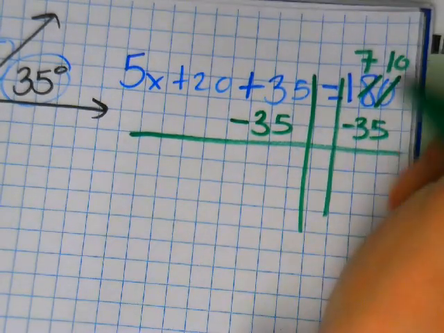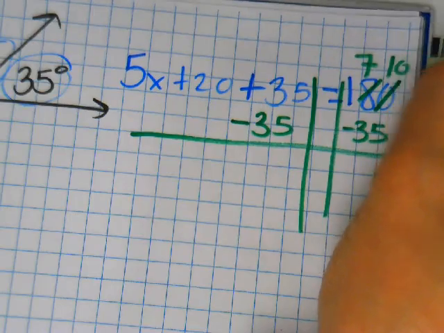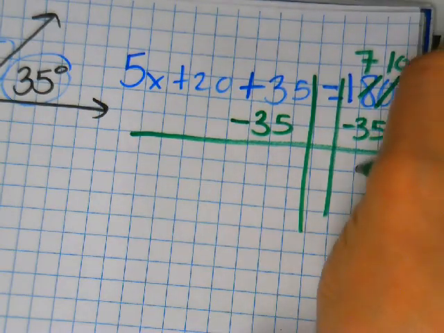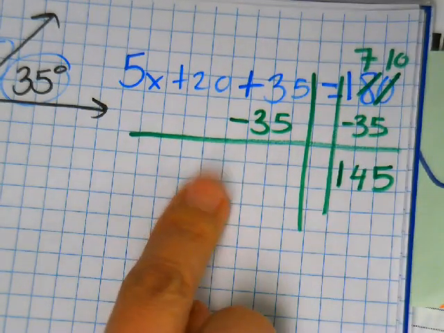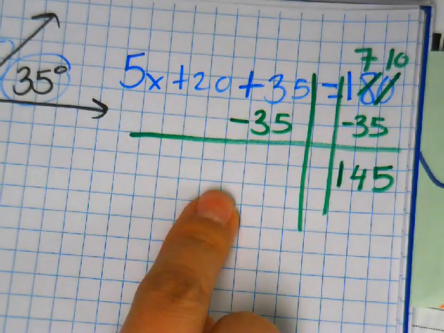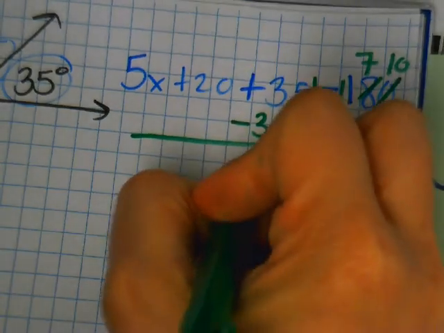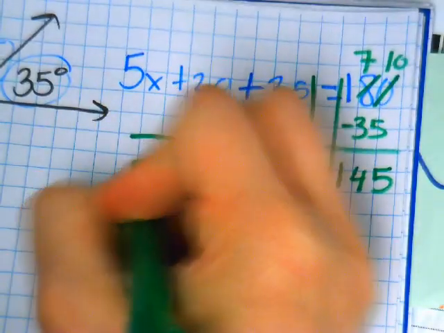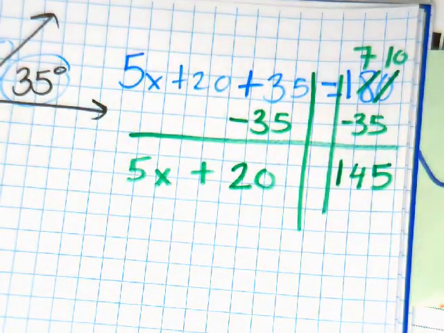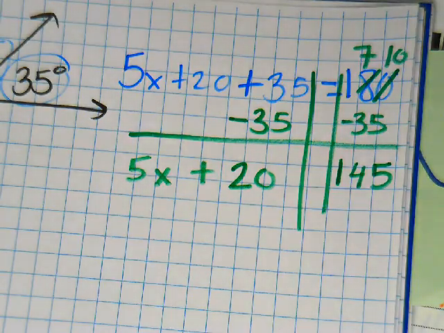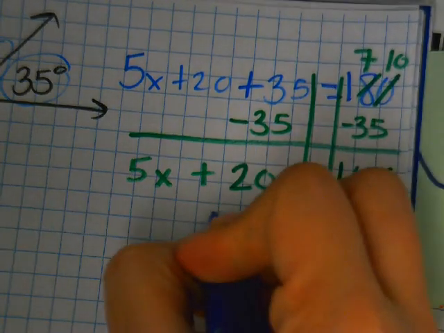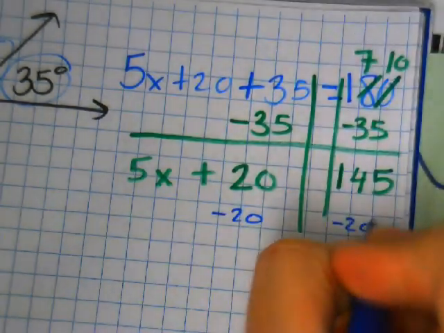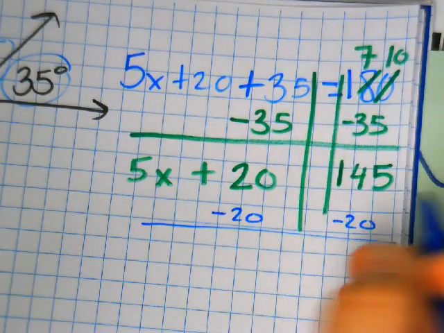So what's 10 minus 5? 5. What's 7 minus 3? 4. Bring down the 1. What do I still have on this side that I haven't used? 20. And so I have 5x plus 20, because I haven't moved the 20 and I haven't moved the 5x, equals 140. You have to repeat the thing. So it's 145 divided by 5. Yeah. Good job, Alex.